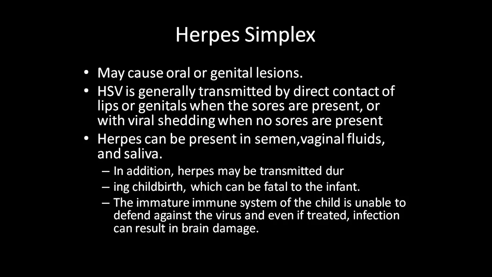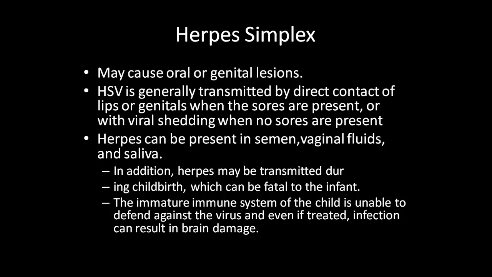Herpes simplex virus may cause oral or genital lesions. Herpes simplex virus is generally contracted by direct contact of lips or genitalia when the sores are present or when viral shedding is occurring when no sores are present. It's also present in seminal and vaginal fluids and saliva.